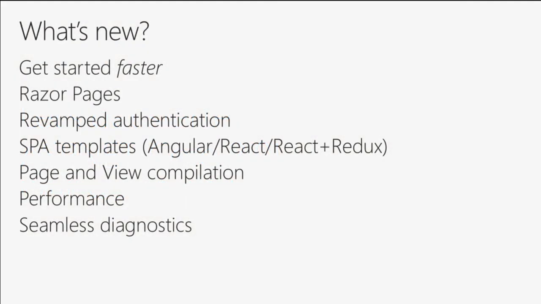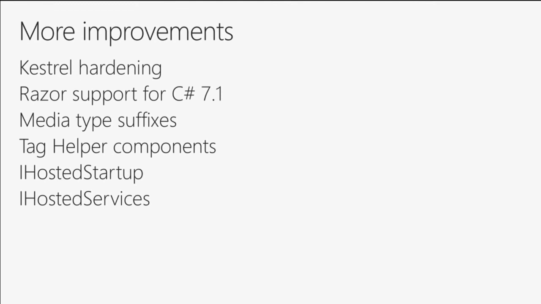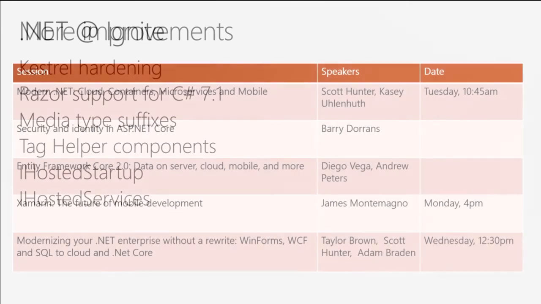This is what we showed you. There is more. We have hardened Kestrel so that you can now use Kestrel as an edge server. So that is done in 2.0. We added Razor support for C# 7.1. We added some additional features for Web API support like media type suffixes. Tag helper components we talked about. IHostedStartup is what enables that light up, where we can light up diagnostics for you. IHostedService is background tasks in ASP.NET Core. Great feature. You should go check these things out.